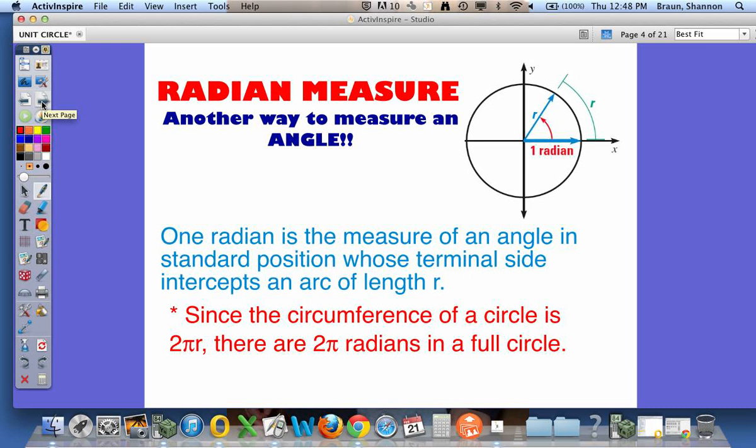Radians are something a little bit newer to you, but radians are another way that we can measure an angle on our unit circle. Like I said before, because the radius of our unit circle is 1, one complete rotation around our unit circle in radians is 2 pi. And really, that's what you need to take away from this right now: one complete rotation is 2 pi.